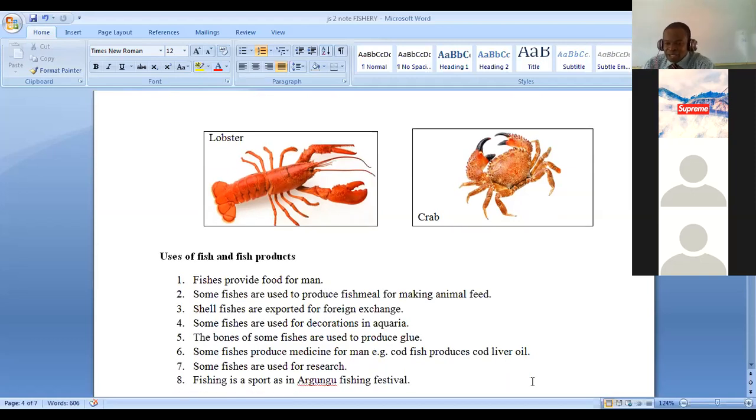Then, look at your screen, number 8. Fishing is a sport, as in Argungu Fishing Festival. Now, look on, I will show you the picture of Argungu Fishing Festival in a moment.